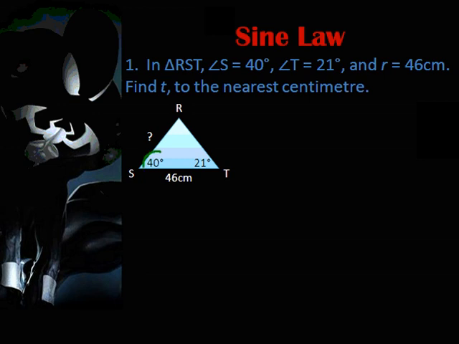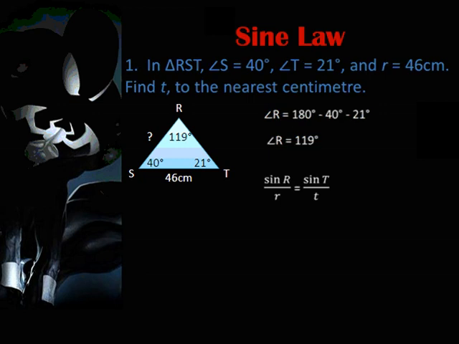Well, that's kind of weird. I don't see a partner for this one. I also don't have a partner for this one. And there's no partner for this one. So how are we supposed to figure out the sine law? This is a common trick that teachers like to give on tests. You could easily find out the last angle, R, by taking 180 and subtracting the other two angles. So I know that R is 119 degrees.